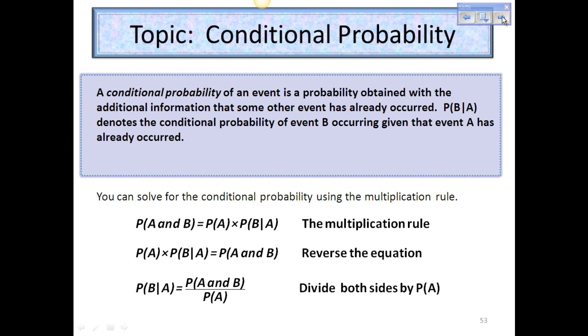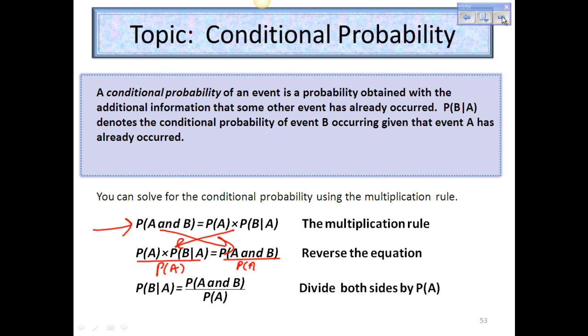Remember when we talked about the multiplication rule, this is the formula that we had for when the probability that event A occurring affected event B. So the probability of A and B is equal to the probability of A times the probability of B given A. If we reverse that equation, in other words, just make the left-hand side of the equation the right-hand side, and the right-hand side the left-hand side, then we get that next step, and then divide both sides by the probability of A.